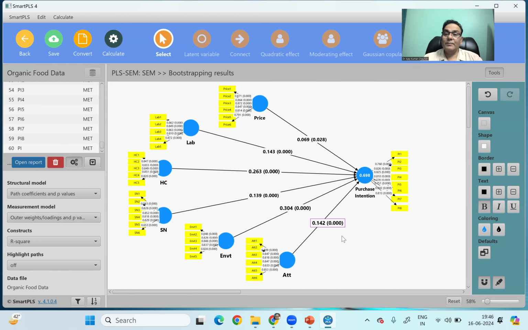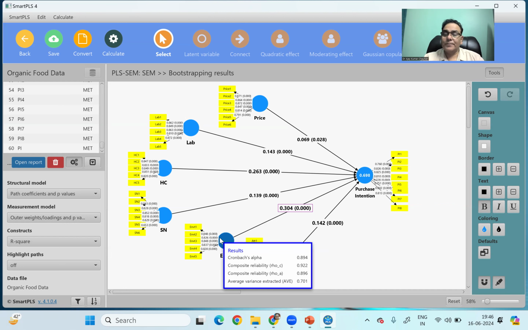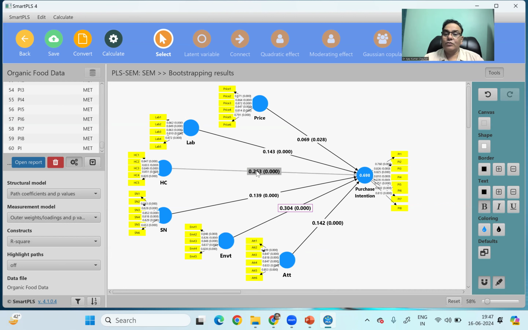Now the second question: among all these, which has the highest impact? So the highest impact we found in case of environmental consciousness. Why? The path coefficient is the highest. So higher the path coefficient, higher is the impact. So purchase intention is maximum influenced by environmental consciousness. Second highest is health consciousness, right? Then third highest is attitude.